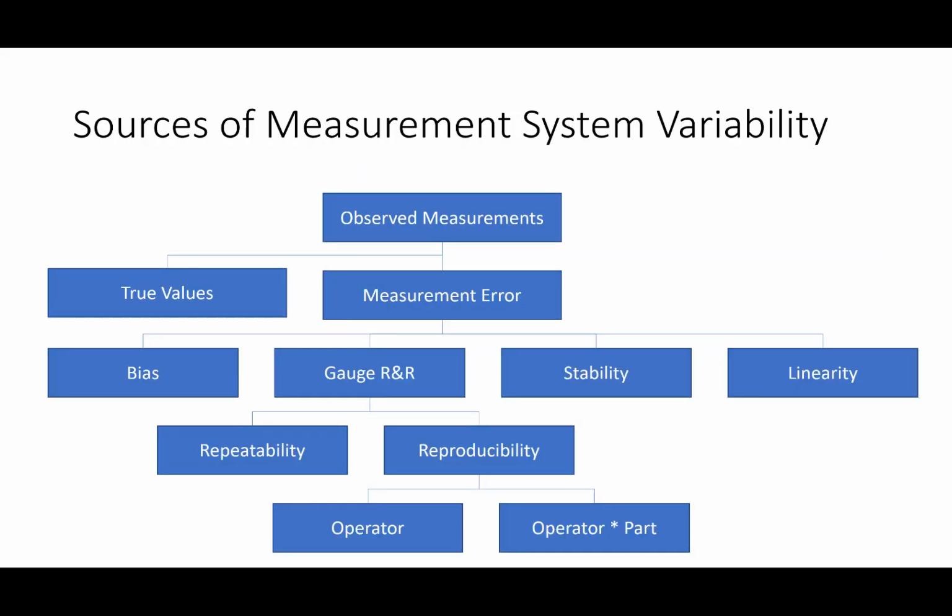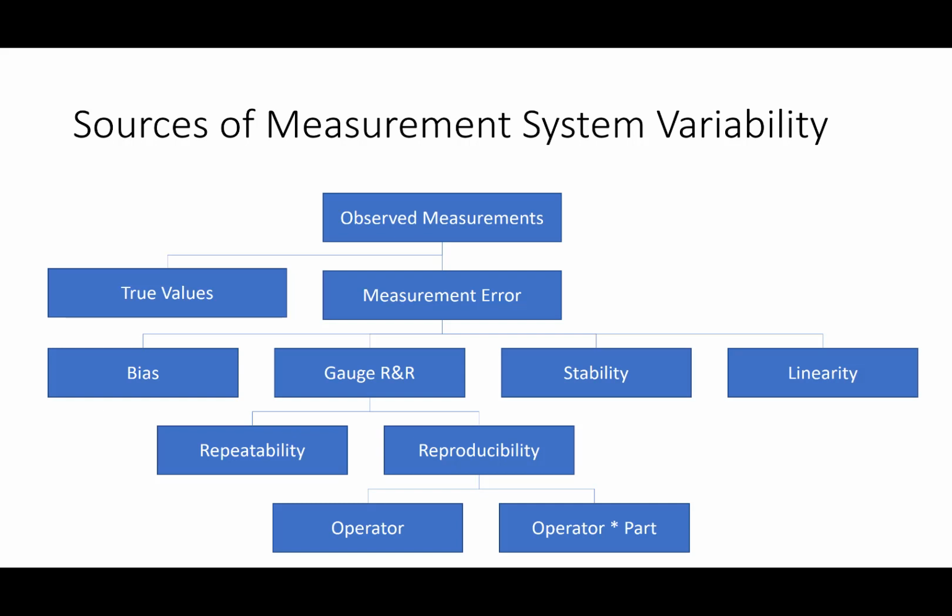When you look at overall variability, you start at the very top and say, here's what your observed measurements are. Regardless of your measurement system, you have an ultimate output. From there, you have components for either the true values or the measurement error. The measurement error can be broken down into multiple categories: the bias, the gauge R&R, the stability, and the linearity. Furthermore, you can take that gauge R&R and you look at both repeatability and reproducibility.